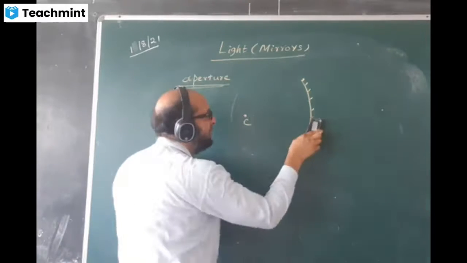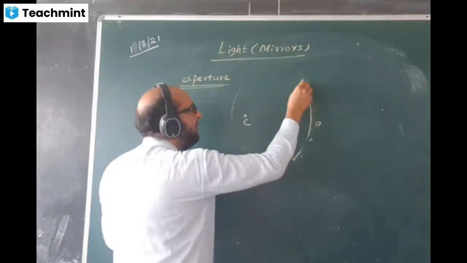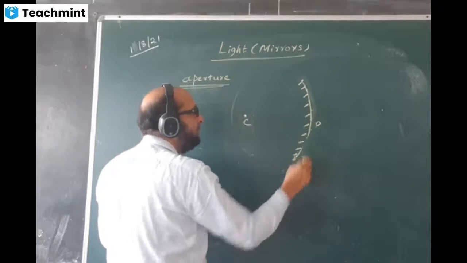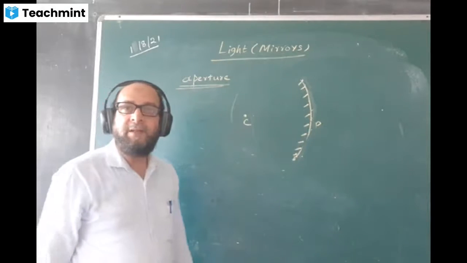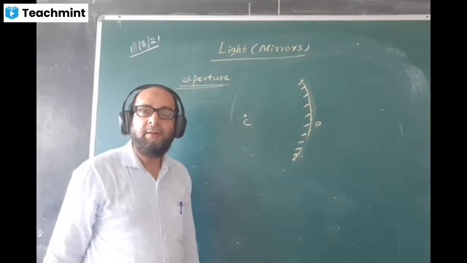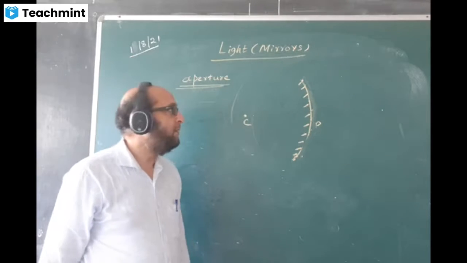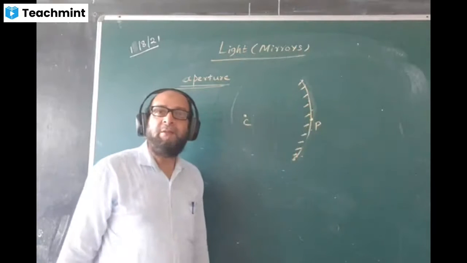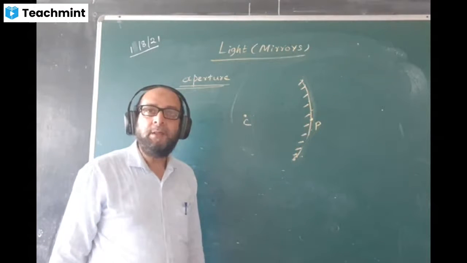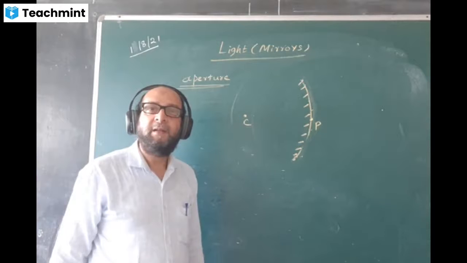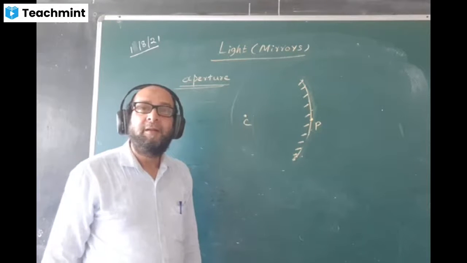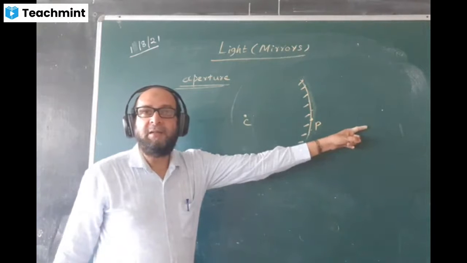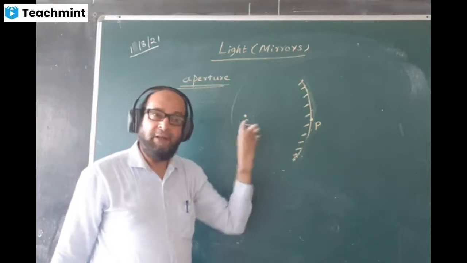Now the same thing I'm taking, and it is like this. Which mirror is this? Convex mirror. P I will mark here. Where is the center of curvature? On the left or on the right side? Right. It will remain the same, because the curving is like this.